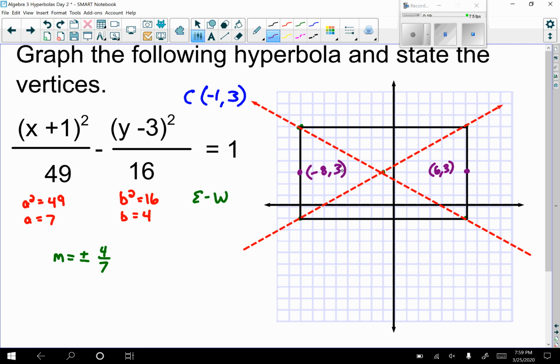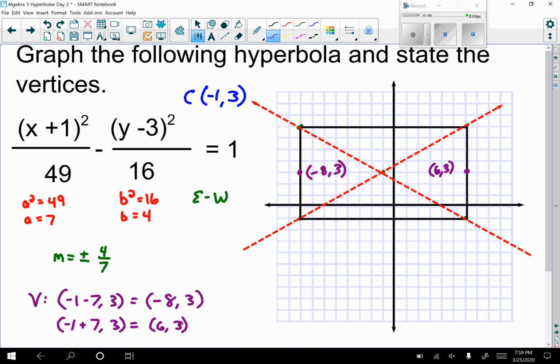So if you go back a page, the vertices are going to be, remember it was h minus a. So h is -1 minus a, and then the k value stayed. So then we have a 3. Well, this is where we're getting that -8, 3 from. And then if you took h, which is -1, plus a comma 3, this is where we're getting a 6, 3 from. So as long as you have a, h, and k, you could figure out the vertices without even graphing it or before you graph it.